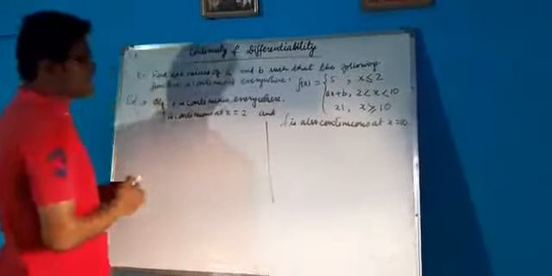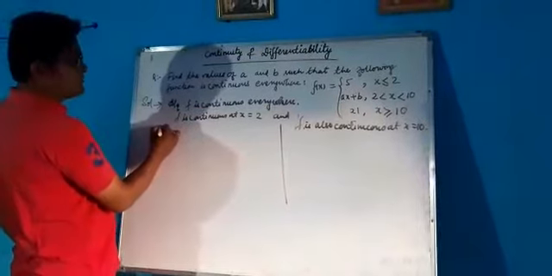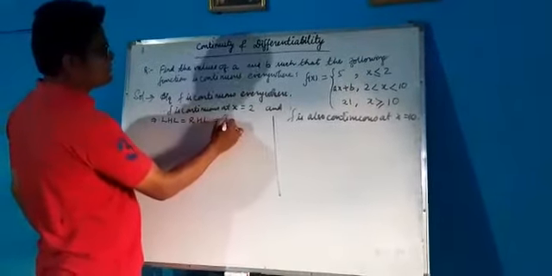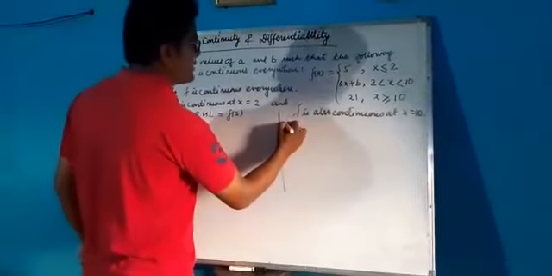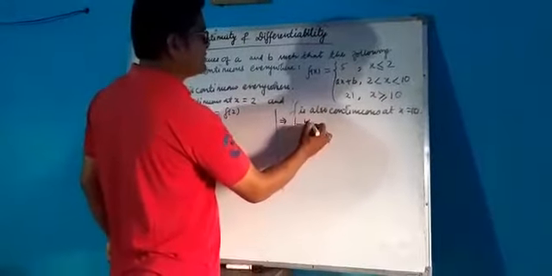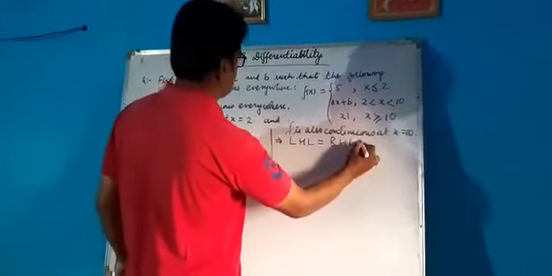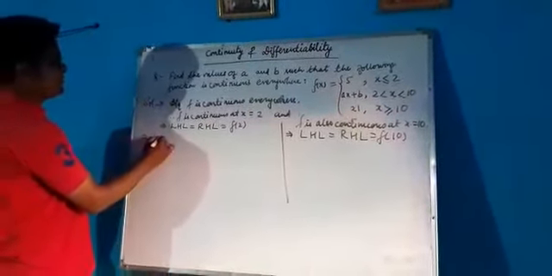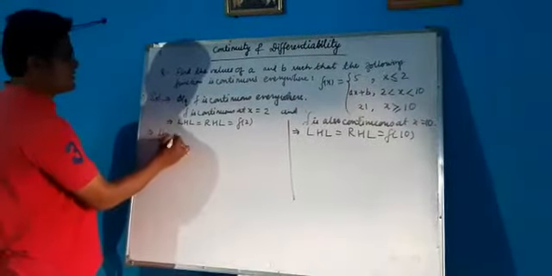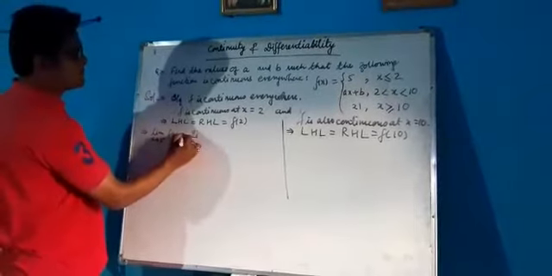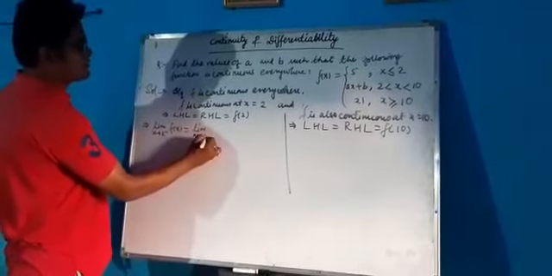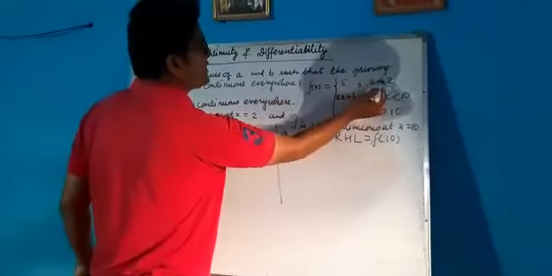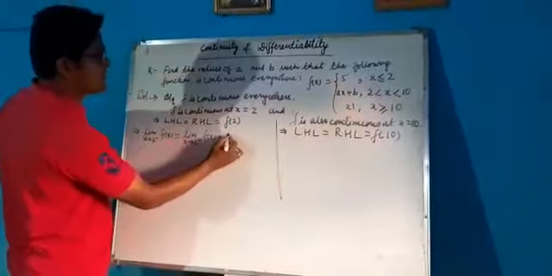If it is continuous, this implies left hand limit is equal to right hand limit is equal to value of the function. Here also I can write left hand limit is equal to right hand limit is equal to value of the function. Now what will be the left hand limit? Limit x tends to 2 minus f(x). Here I can write limit x tends to 2 plus f(x). Here I can write the value of the function at x equal to 2. The value of the function is 5. So I can directly write 5.